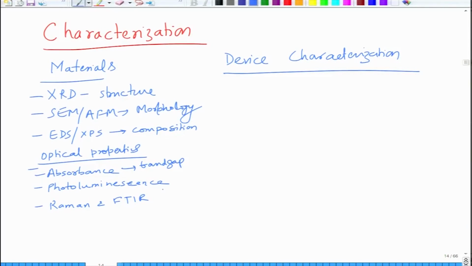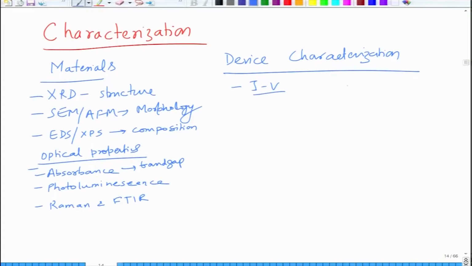And then photoluminescence measurements can also be done to look at the optical behavior: where the photons get quenched and where the photons are emitted, what kind of light is emitted and in which frequency range. That can be examined using photoluminescence, which is useful for solar cell applications. And then Raman and FTIR can be used to look at the molecular structure of materials.